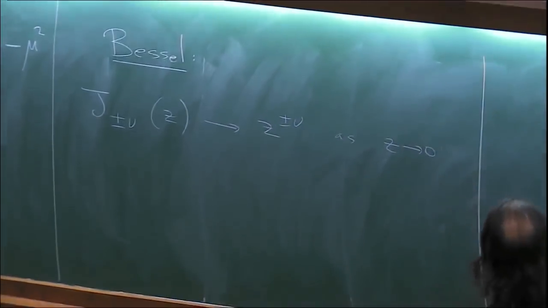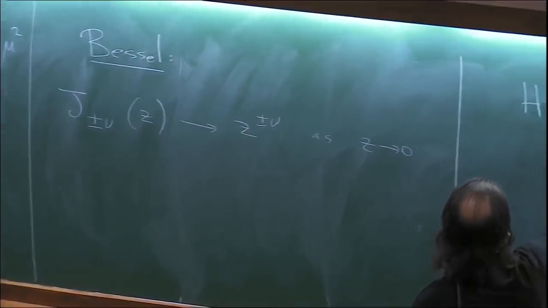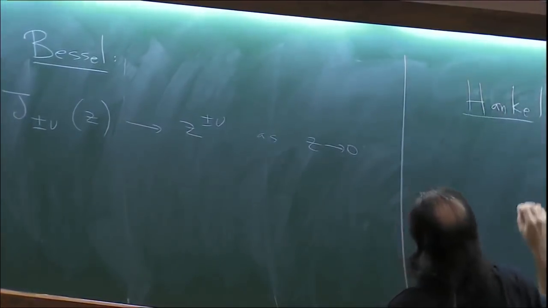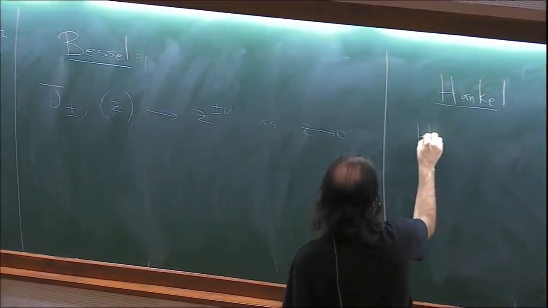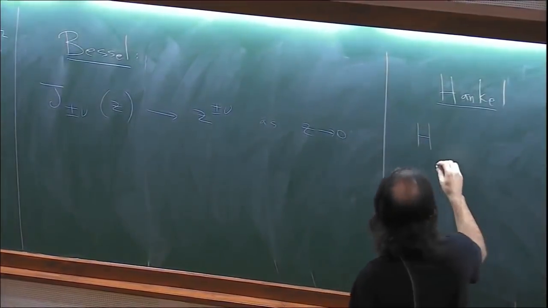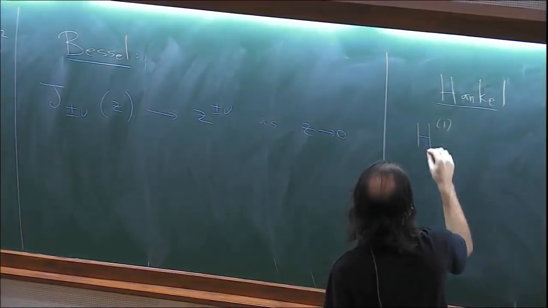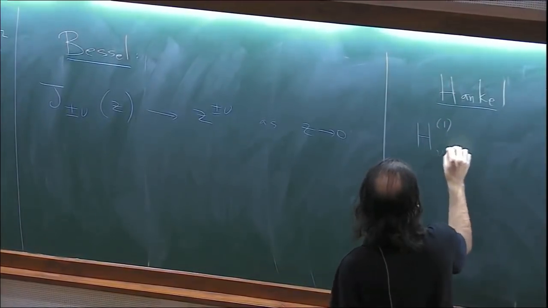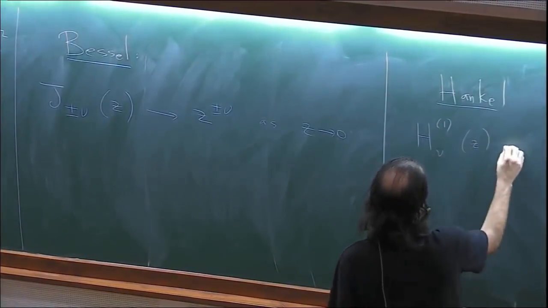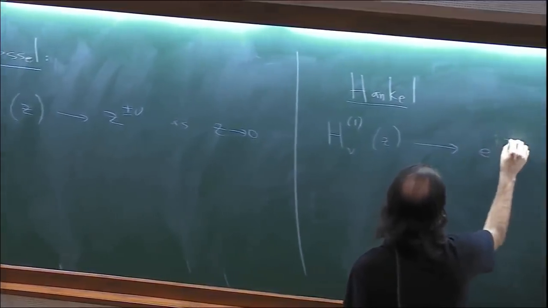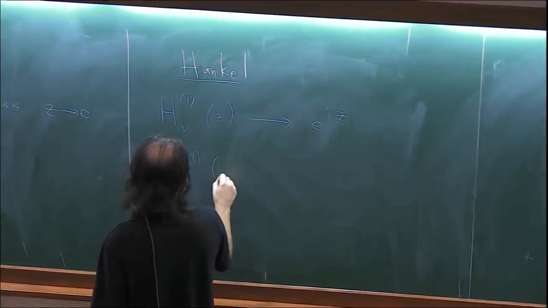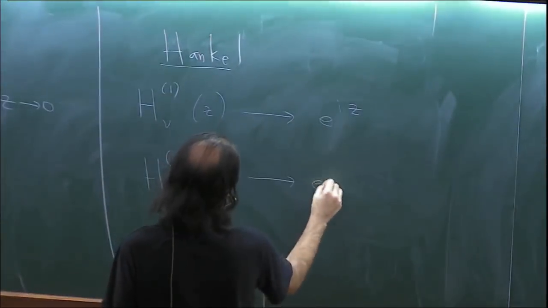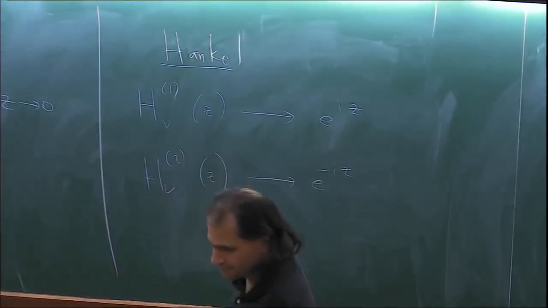Then there's Hankel, and here for historical reasons that I will not mess with, instead of calling it plus minus, they have 1 and 2, so we have Hankel 1 nu of z, which goes like e to the iz, and we have Hankel nu 2 of z that goes like e to the minus iz. Okay?